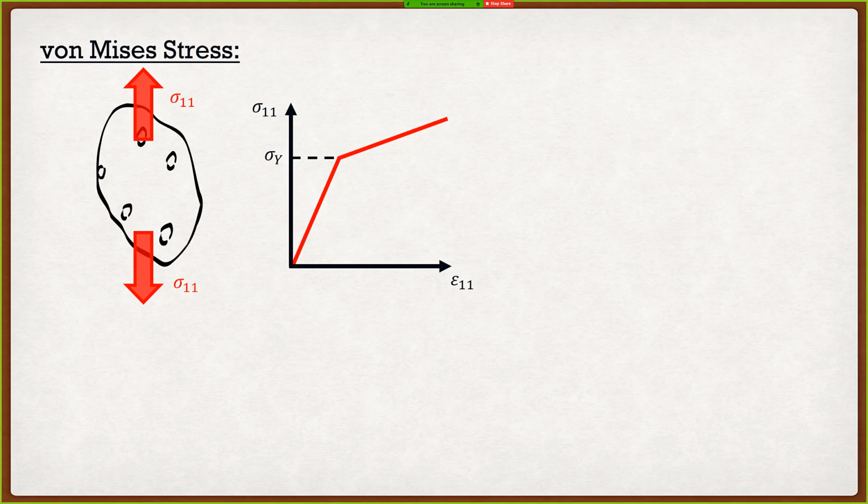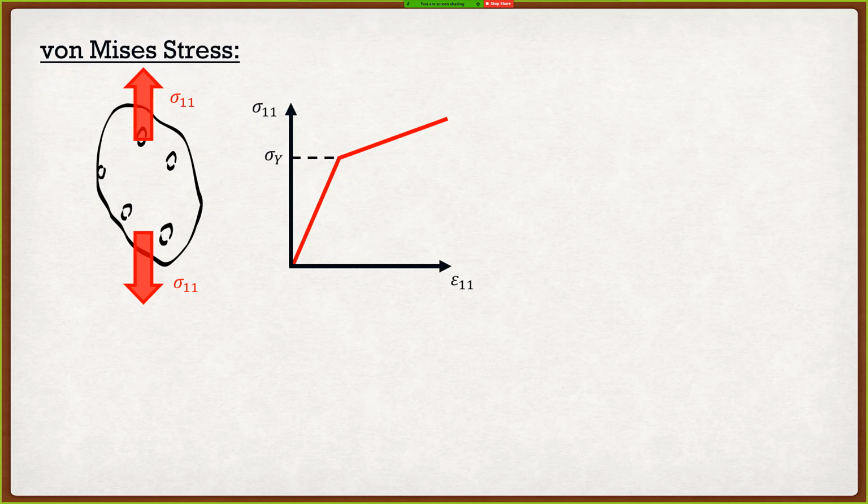Now, if I measure my yield stress as, let's say, 400 MPa, and I put some steel in tension to a value of 500 MPa, does it yield? Well, you're saying, well, of course, Clayton, you're an idiot. Of course it's going to yield. 500 is greater than 400.